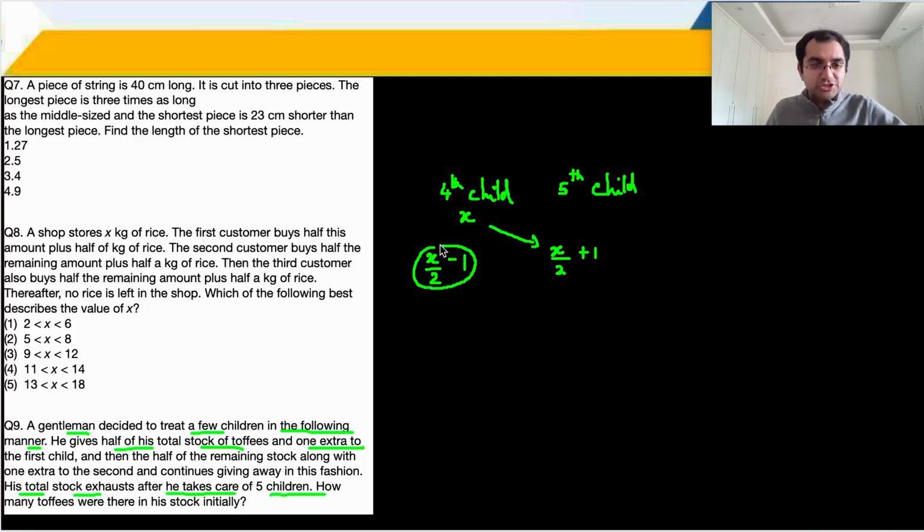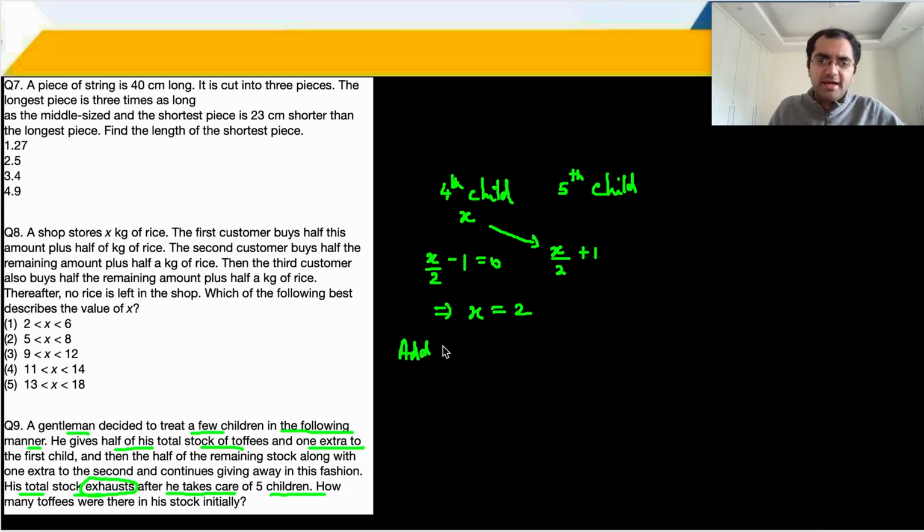And according to the question, after the fifth child, how much does he have left? His stock exhausts. If his stock exhausts, then x by 2 minus 1 is equal to 0, which implies x is equal to 2. So how did we do this? Again, working backwards, and again add 1, multiply by 2. So I get the pattern: add 1, multiply by 2. So you have to spot the pattern of calculation and then work backwards in this type of question.